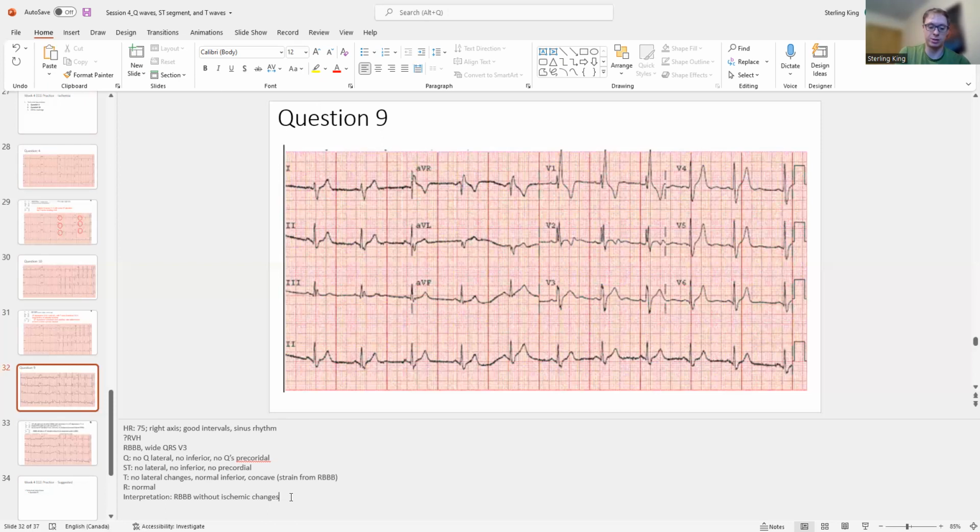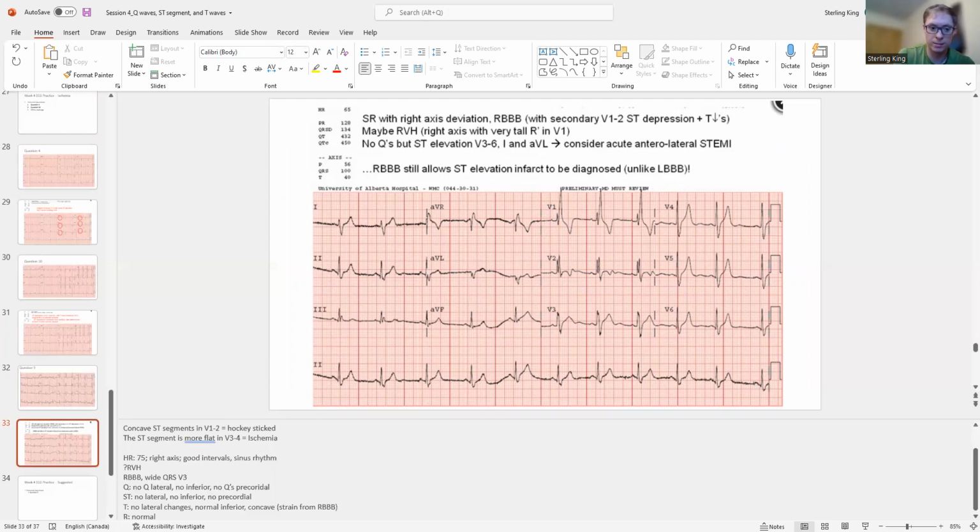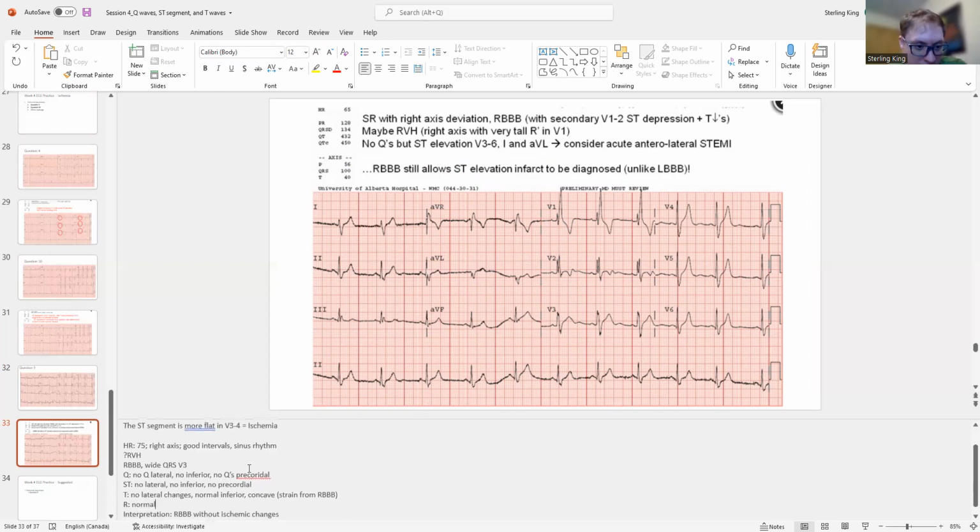Yeah, well, let's have a look at the interpretation. Let's see what they say. All right, looks like I was a little bit too generous with my interpretation, but let's have a look at it. Right axis deviation, good. Right bundle branch block. Secondary V1, V2 ST depression with inverted T's. Maybe right ventricular hypertrophy. Right axis, very tall R in V1, yeah. No Q's, so yeah, agreed.